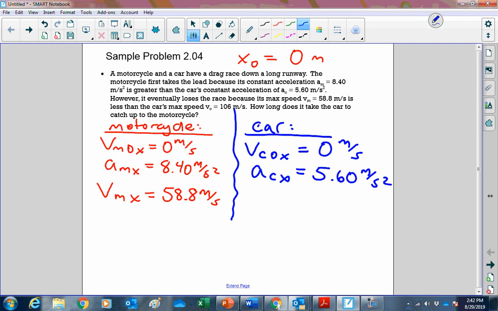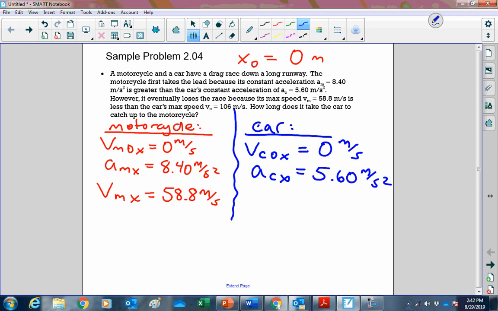What I do know is that it's going to catch up, meaning that at some point in time, the car and the motorcycle will be side by side. They will have the same position at the same time. That's useful, so I will be able to set the position as a function of time for the motorcycle equal to that of the car.